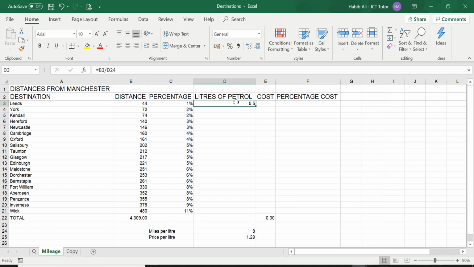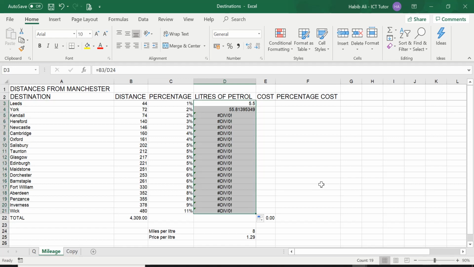If you do have any doubts, please grab a calculator and punch in 44 divided by 8. You will get 5.5. It's a simple division formula. Now, just like before, I'm going to replicate this and see what happens. See if it works. Okay, it doesn't. The second cell, okay, we've got a number, but that number cannot be correct because I cannot be using 55 liters just for doing 72 miles. That cannot be correct. So let's see what went wrong.